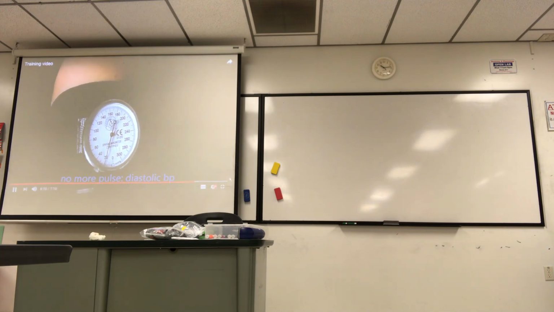The reading at which you first hear the patient's pulse is the systolic blood pressure, and the reading at which you no longer hear their pulse is the diastolic blood pressure. As soon as you no longer hear the patient's pulse, fully deflate the cuff by turning the knob on the valve all the way counterclockwise. All right, that's basically it.